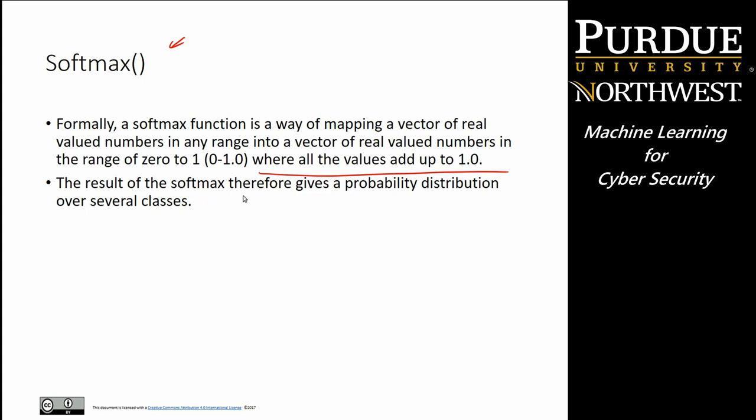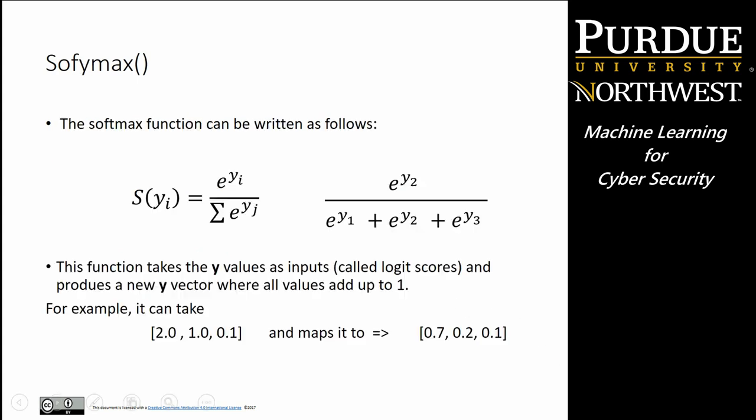So the result of the softmax, therefore, gives a probability distribution over several classes. Right? So you can see that. So it's going to say, for example, 0.3, 0.3, 0.4, right? So this one is the most likely one. But that's what the softmax actually does. All right, so now let's see how that works.